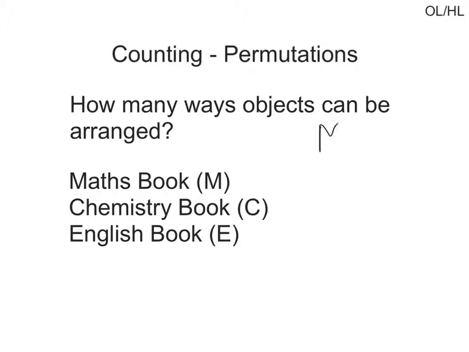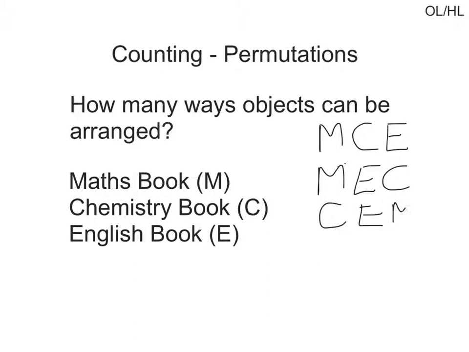Firstly, we could have the maths book, then the chemistry, then the English book. Or we could have the maths book, the English book, then the chemistry book. Alternatively, we could have chemistry, English, maths. If we keep going down the options, we will see that we can have 6 arrangements for these 3 books.